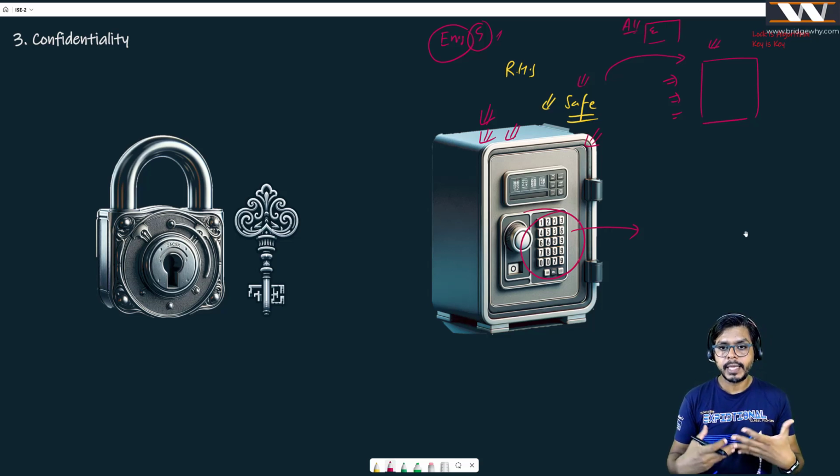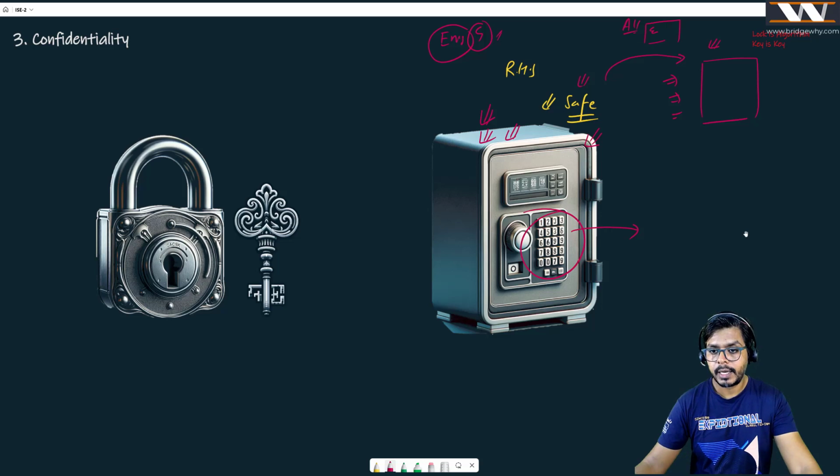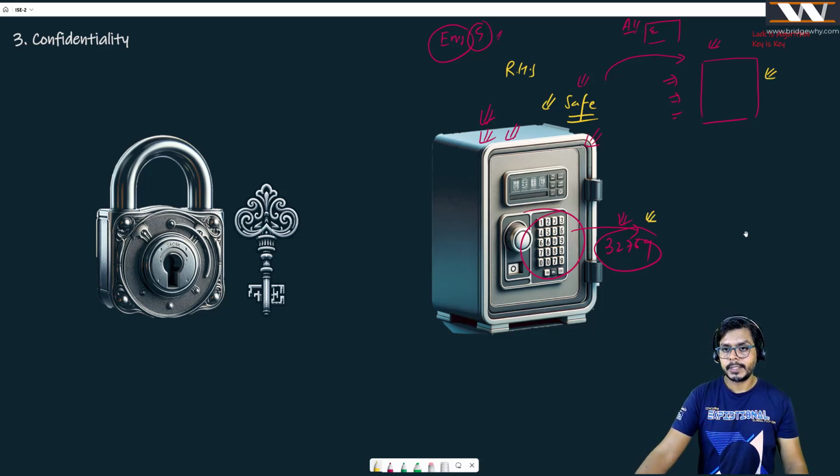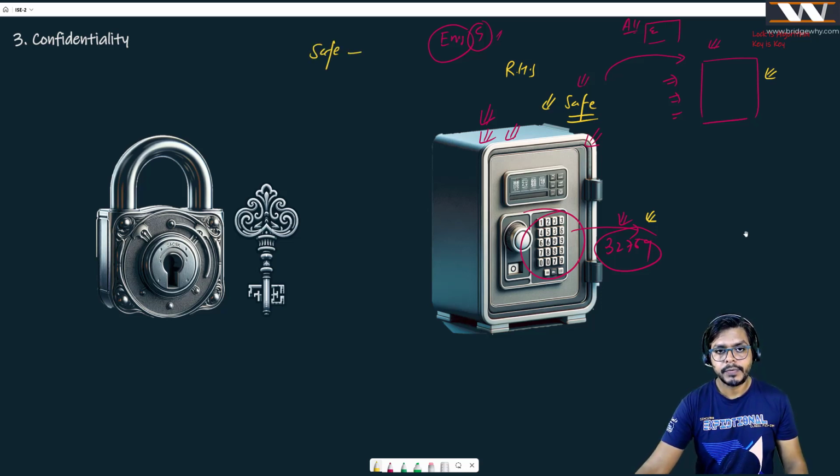Whoever placed all this jewelry inside this box must have the key value or the password. Maybe the password is 32769, suppose. Nobody can open it unless they know this password. Doesn't matter how much you study this safe, until you get this key value, you are not going to open it. So just try to understand, if I'm talking about a safe, it is as good as an algorithm.